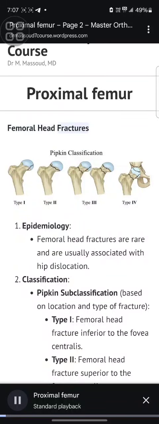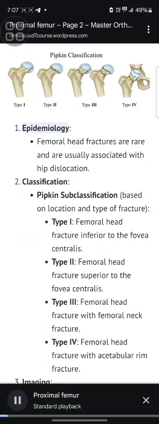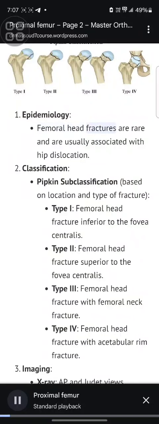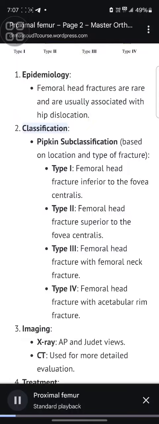Femoral head fractures. 1. Epidemiology. Femoral head fractures are rare and are usually associated with hip dislocation. 2. Classification. Pipkin subclassification, based on location and type of fracture.